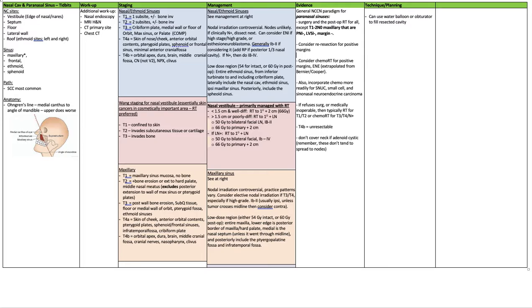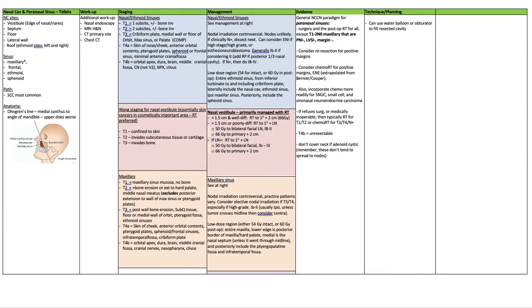If the patient refuses surgery or is medically inoperable, then typically radiation for T1 to T2 or chemoradiation for T3, T4 node positive. T4B is unresectable. Don't cover the neck if adenoid cystic. Remember, those do not tend to spread to the nodes. Treatment planning techniques can use water balloon or obturator to fill the resected cavity.